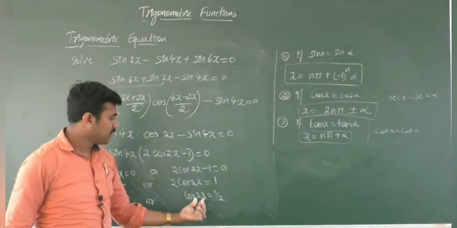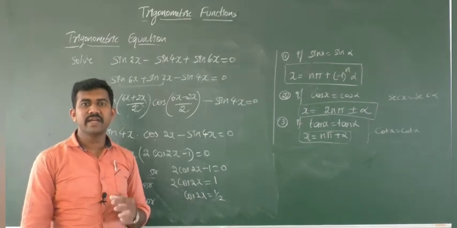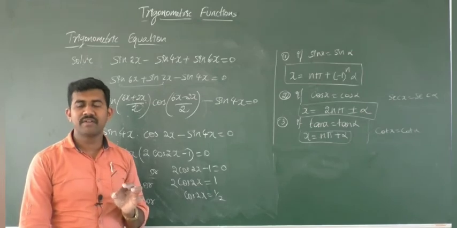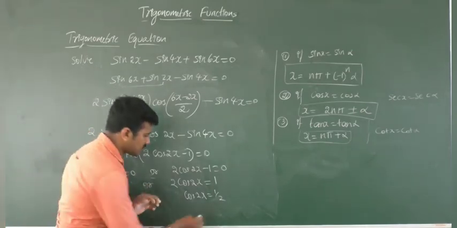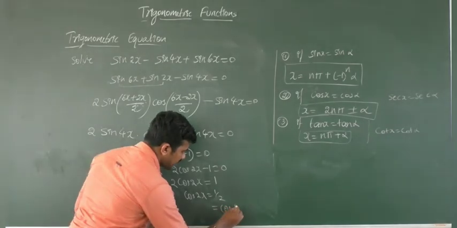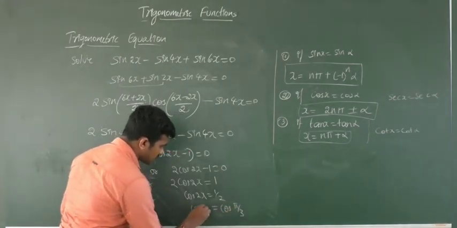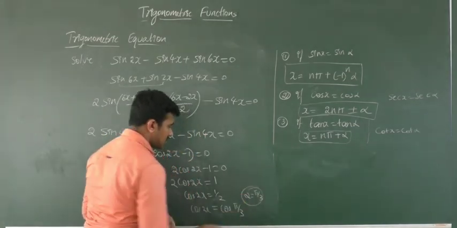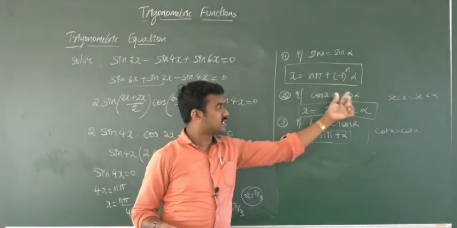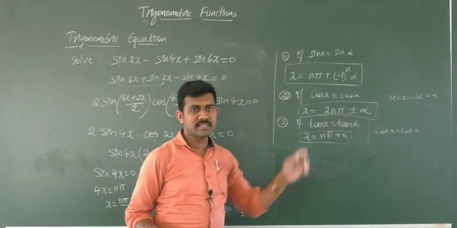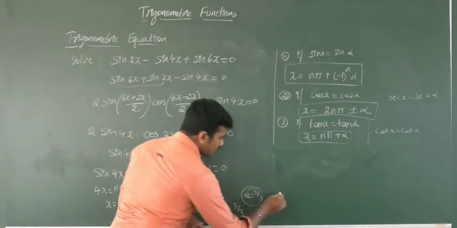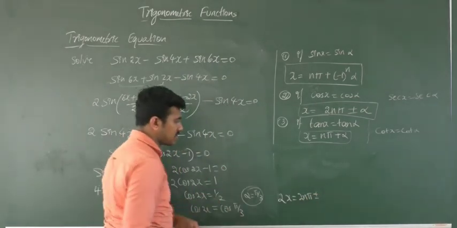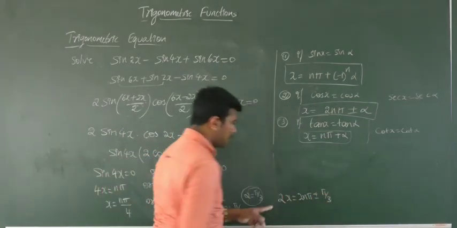We have to write it in this form: cos 2x is equal to cos alpha. When cos x has the value half, in the first quadrant, cos 60 degree is half. So we can say cos 2x is equal to cos pi by 3, which means the alpha value you got is pi by 3. We know if cos x is equal to cos alpha, then x is equal to 2n pi plus or minus alpha. But here you have 2x, so we can write 2x is equal to 2n pi plus or minus alpha. Alpha means here what? Pi by 3.